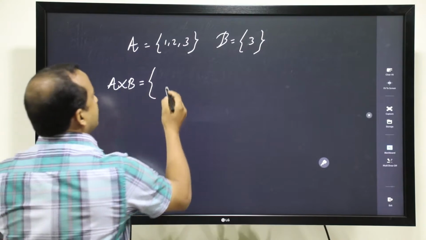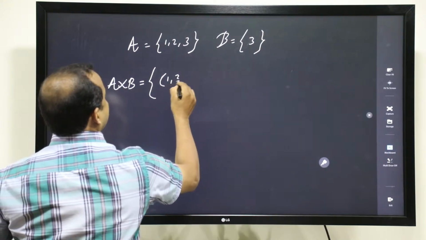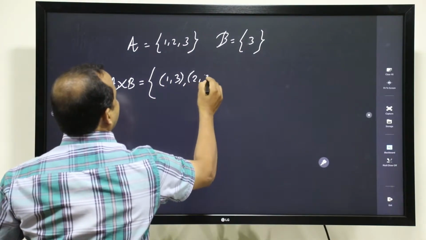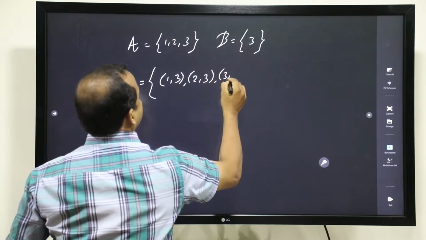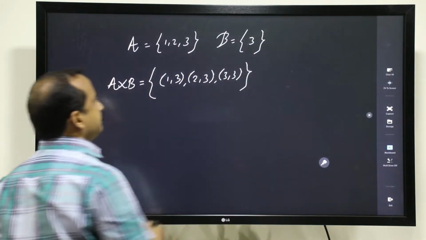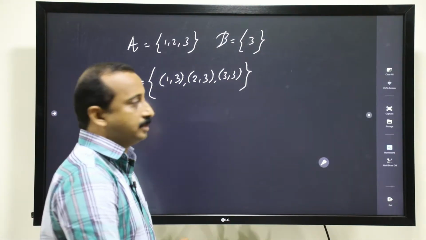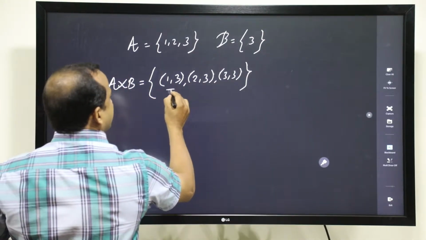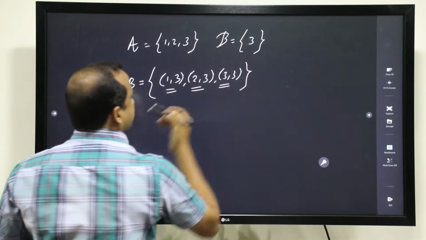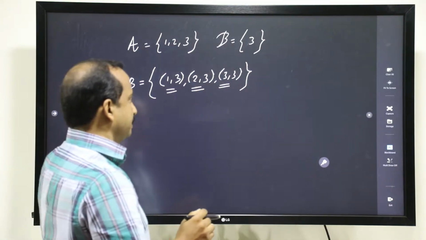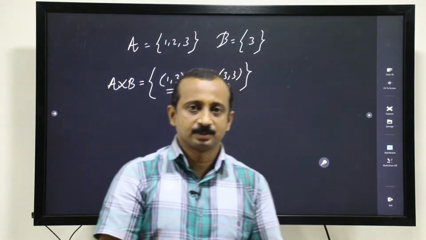That is a collection of ordered pairs: (1, 3), (2, 3) and (3, 3) is A cross B. Here A cross B contains 3 elements. Using these 3 elements, we form relations.